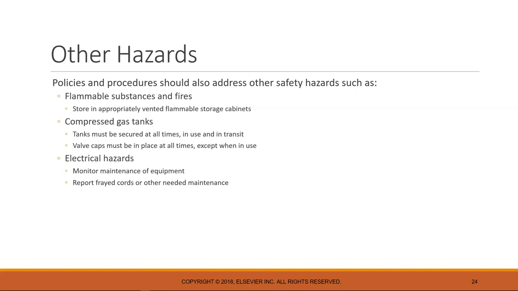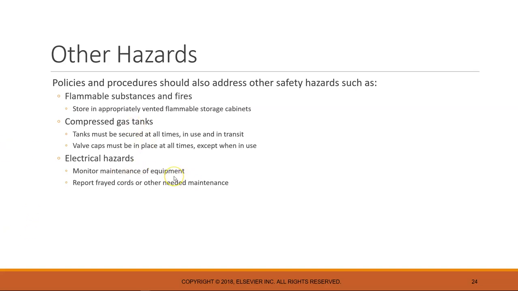The tanks must be secured at all times in use and when in transit. If these caps get knocked off, they become torpedoes. There's gas under pressure in these tanks, and it can be very, very dangerous. So when you go into a laboratory and certain types of gases are used, you will see them chained to the wall. The valve caps must be in place at all times except when in use. So when we change out our canisters, we have to always put that cap on, so if the canister does fall over there's no way the valve can be broken off.